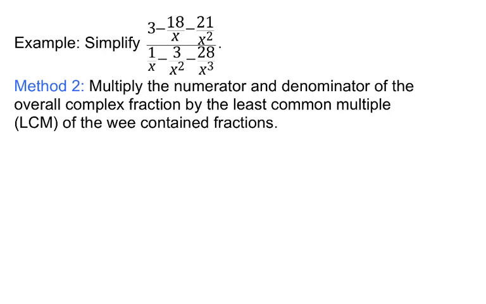What you do here is you multiply the numerator and denominator of the overall complex fraction by the least common multiple, or LCM, of what I'll call the wee contained fractions. So we're going to be a little Irish here. The wee little fractions, we got to get rid of them. Okay, now, what I mean by the overall fraction is this entire expression over this entire expression. That's the overall fraction. And when I'm talking about the wee little fractions, it's all of these small fractions contained within the overall fraction.